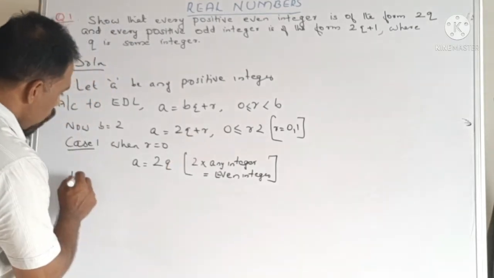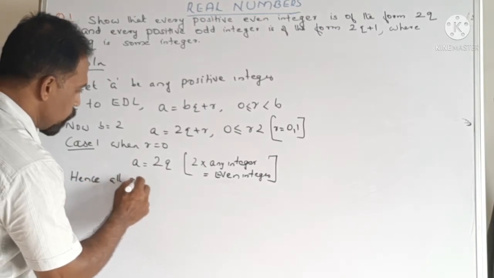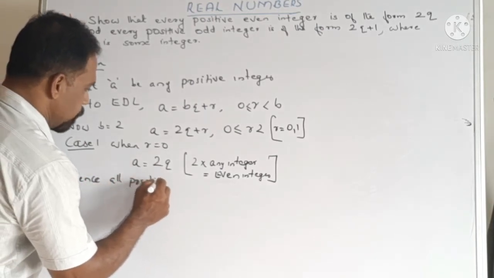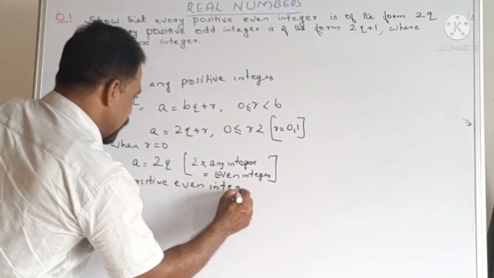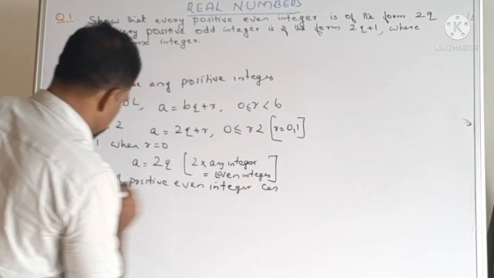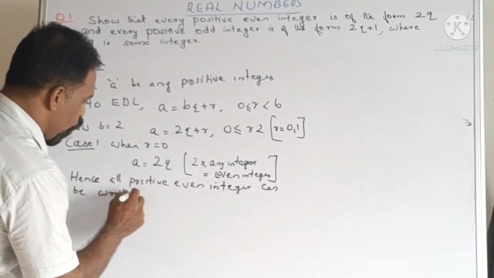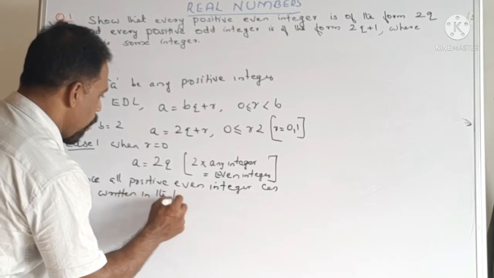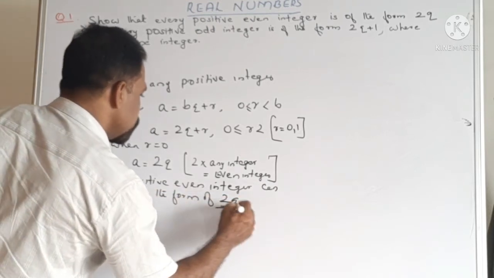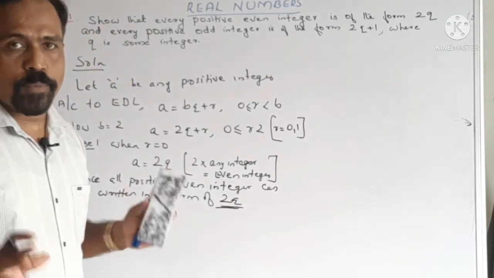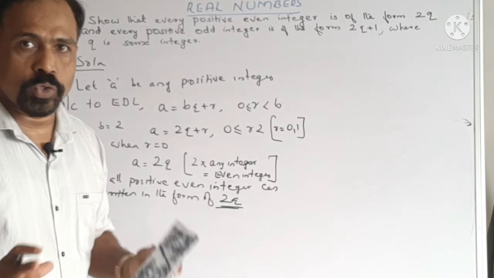Hence, all positive even integers can be written in the form 2q.